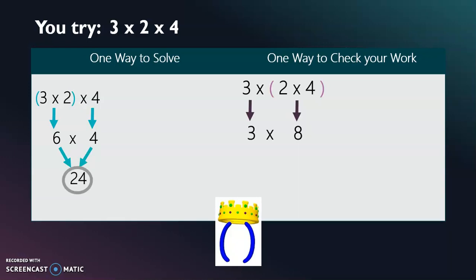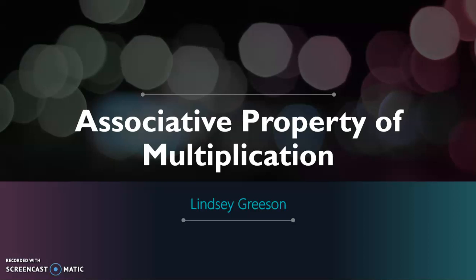On the other side, I have 3 times 2 times 4, where the 2 and the 4 are paired. So I pulled down the 3, and I did 2 times 4 equals 8, and 3 times 8 equals 24. If you have any problems or concerns with how to do this, reach out. I'll give you some extra resources.